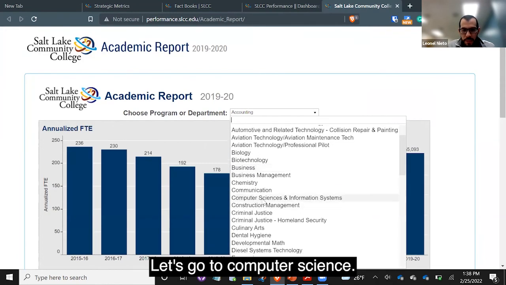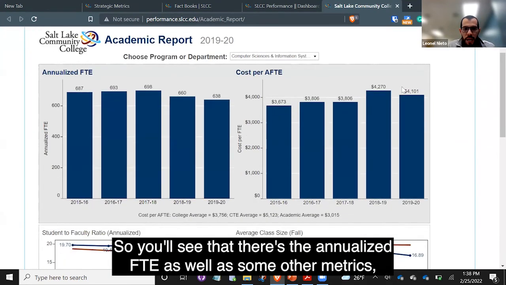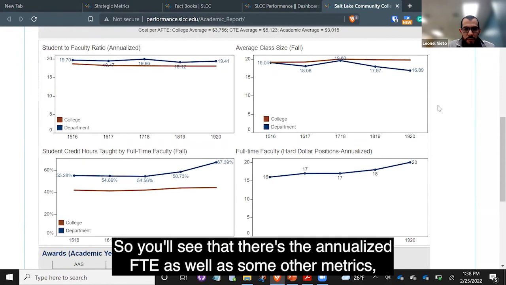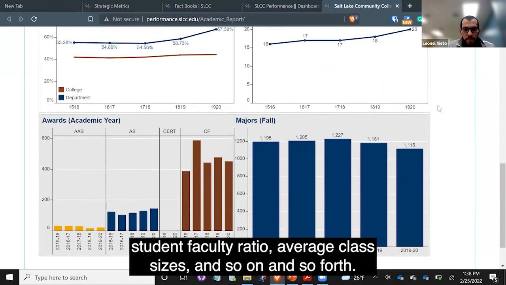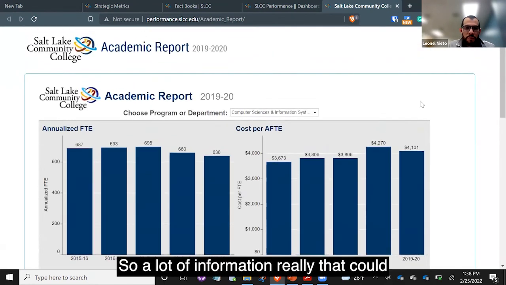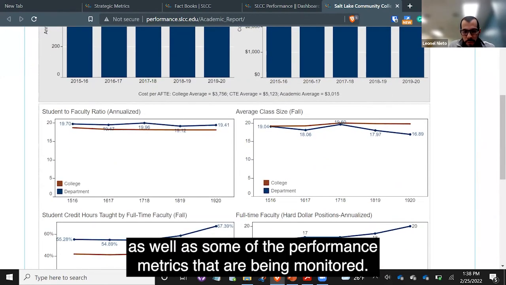Let's go to computer sciences again, computer science and information systems. So you'll see that there's the annualized FTE, as well as some other metrics, student to faculty ratio, average class sizes, and so on and so forth. So a lot of information really that can help us kind of understand the population of the college better, as well as some of the performance metrics that are being monitored.